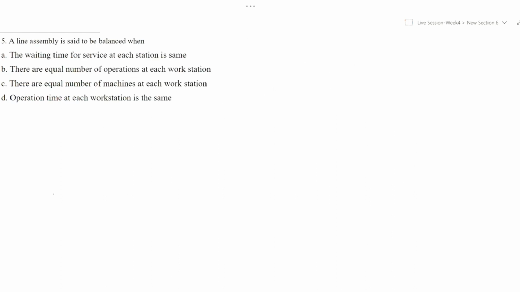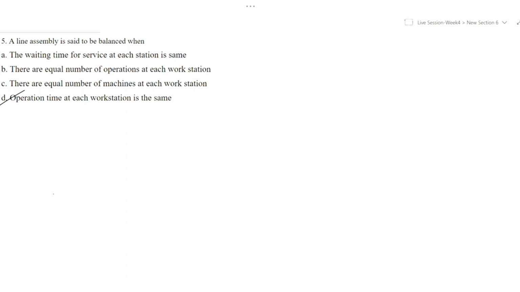A line assembly is said to be balanced when the waiting time for service at each station is the same, the equal number of operations at each workstation, the equal number of machines at each workstation, or the operation time at each workstation is the same. The correct option is the operation time at each workstation is the same. So, before this, we will understand what a line assembly is basically.